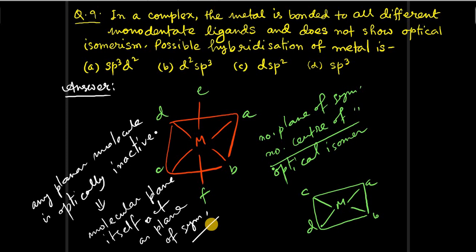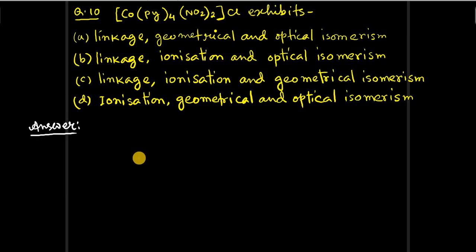For sp3, that is well known to you in organic chemistry, especially carbon having 4 different groups, that is a chiral center, and that leads to optical isomerism. So here the correct answer is C, dsp2. And now the last question: the complex exhibits what type of isomerism.